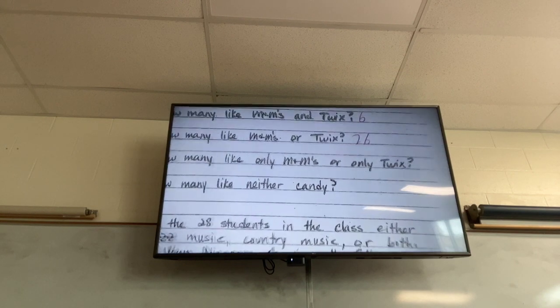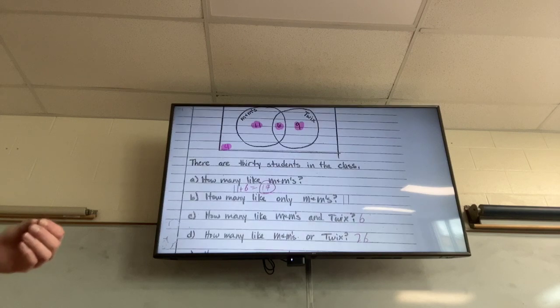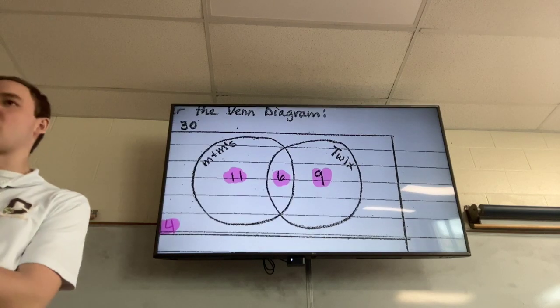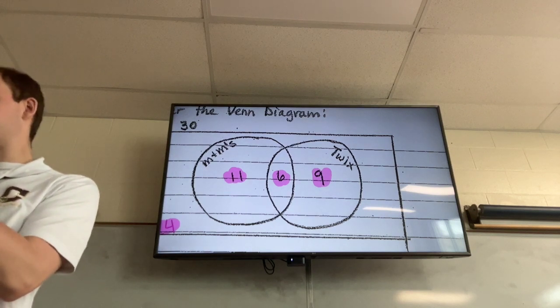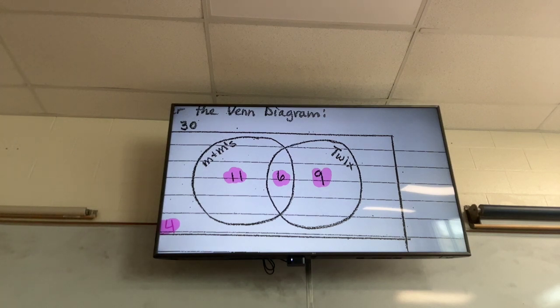Anyway, how many like only M&Ms or only Twix? So 11 like only M&Ms, 9 like only Twix. So how many fall in either or of those categories?